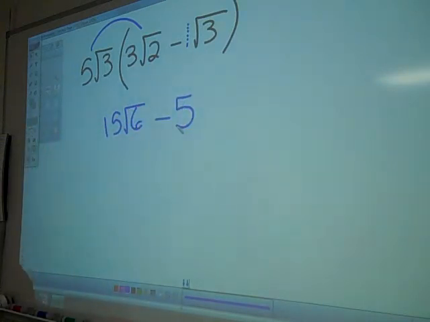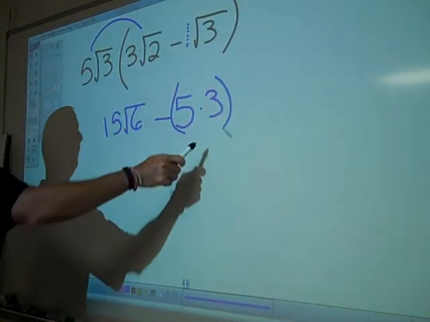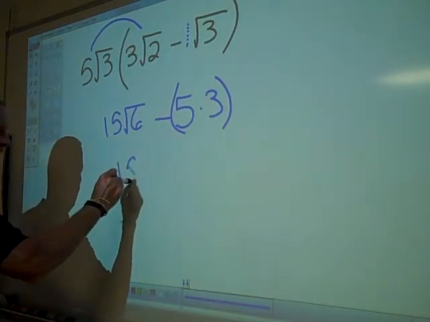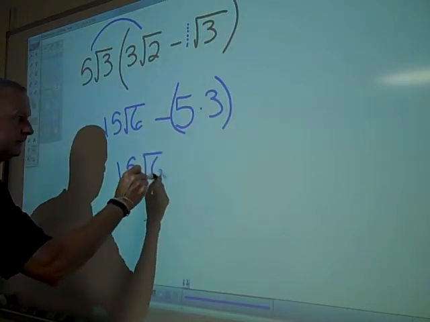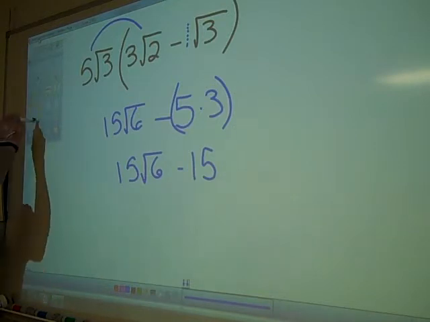Be very careful here. It is 3. Good. So, negative 5 times 3. Why is it only 3, class? Square root of 3 times square root of 3 equals 3. Yes. So the answer is going to be 15 square root of 6 minus 15. I don't believe they give it to you in a foil. They couldn't. Any questions regarding adding or subtracting radicals?